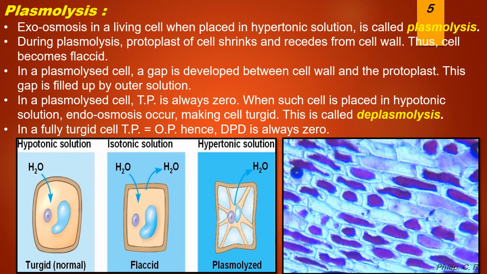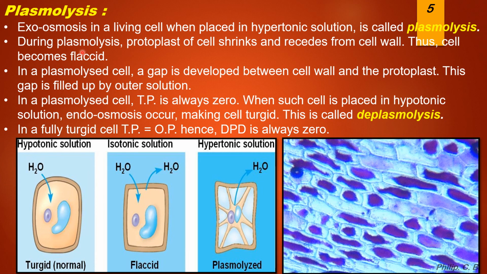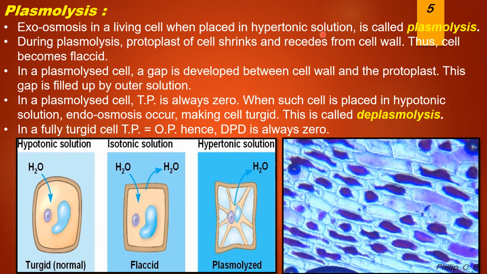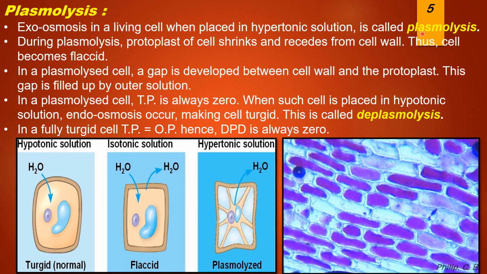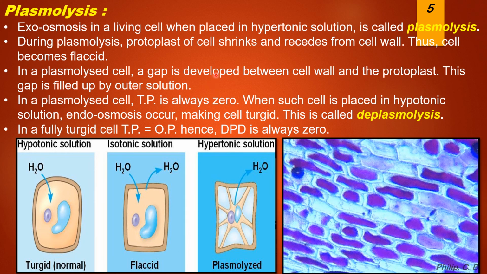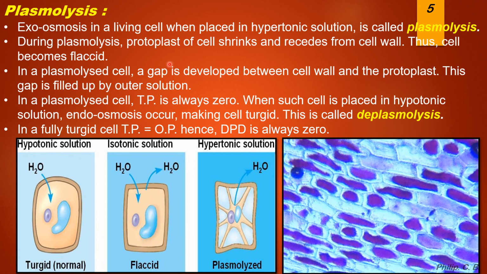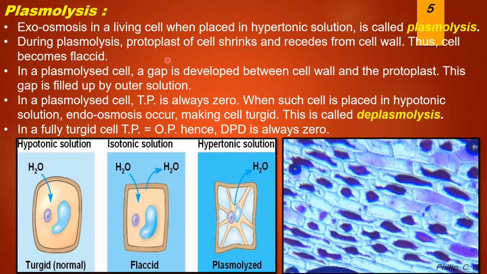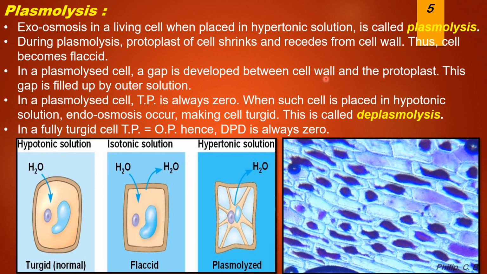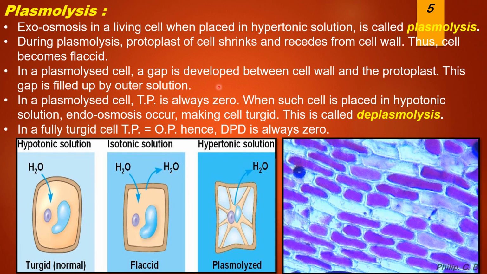Now coming to the first part, plasmolysis. Here the first point: exosmosis in a living cell when placed in hypertonic solution is called plasmolysis. During plasmolysis, the protoplast of the cell shrinks and recedes from the cell wall. Thus, the cell becomes flaccid, meaning flat. In a plasmolyzed cell, a gap is developed between the cell wall and the protoplast. This gap is filled up by the outer solution.